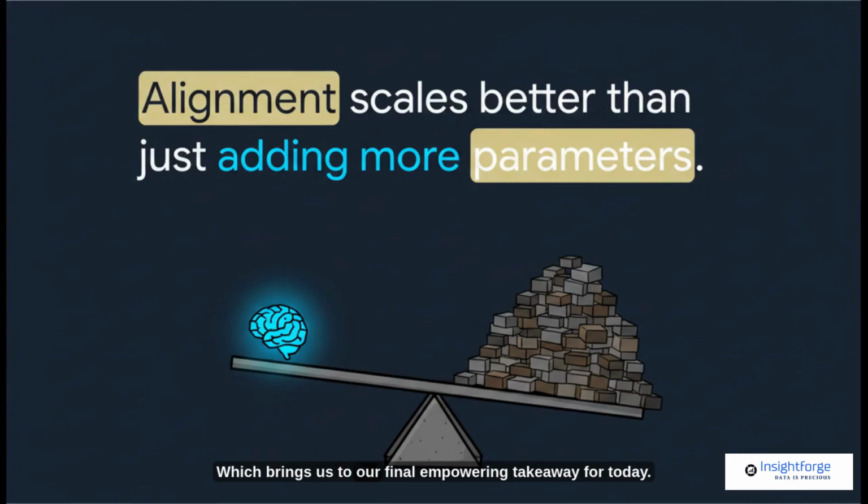Which brings us to our final empowering takeaway for today. Alignment scales better than just adding more parameters. As you progress in your grad studies and your own research, I want you to keep this question in mind. Is the future of AI really just about building bigger and bigger models with more parameters, or is it fundamentally about being better aligned with human intent? This paper proved that teaching a small model exactly what we want is far more powerful than just letting a giant model guess.